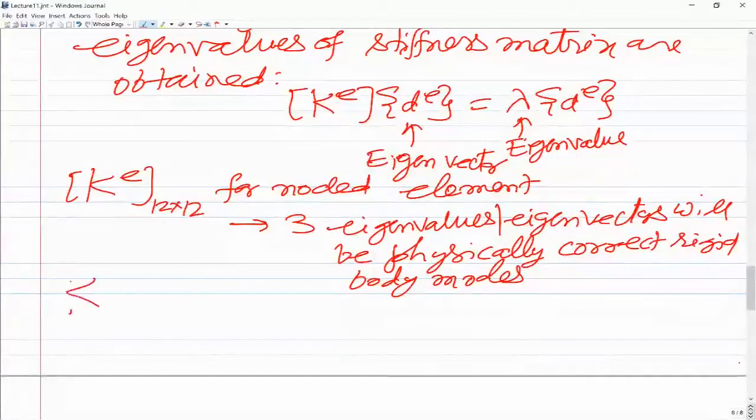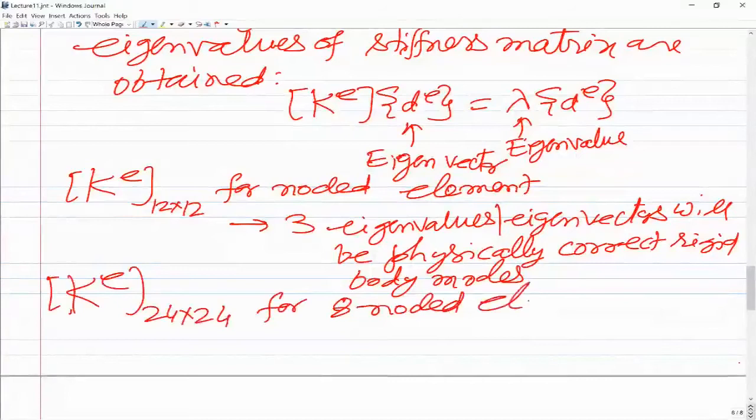Similarly, we know that the stiffness matrix is of size 24 by 24 for an 8 noded element, and the degrees of freedom are the same: w, theta x and theta y. So this should also have 3 eigenvalues whose eigenvectors will be physically correct rigid body modes. The remaining eigenvalues should be non-zero, with corresponding eigenvectors. But if we get more than 3 zero eigenvalues, then the extra zero eigenvalues would correspond to spurious or hourglass modes.